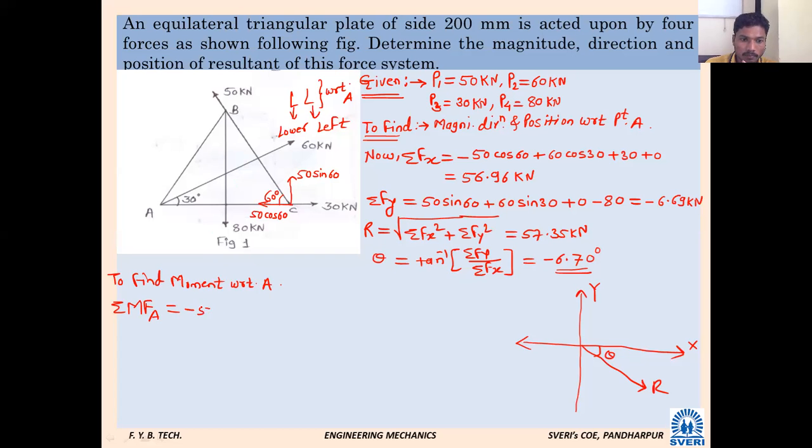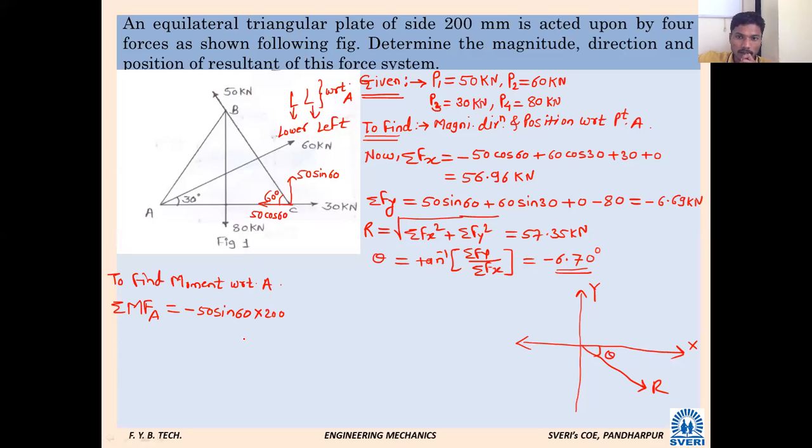Minus 50 sin 60. What will be the perpendicular distance between point A and point C, or the line of action of this vertical force 50 sin 60? 200. It is given 200. Force number 1 is over. My question is, is it necessary now to consider the x component to calculate moment? No, sir, because that component is passing through point A, so it will have zero effect. Force number 1 is over.